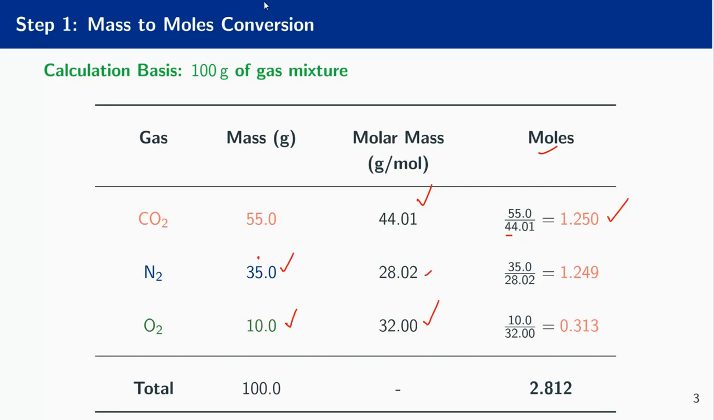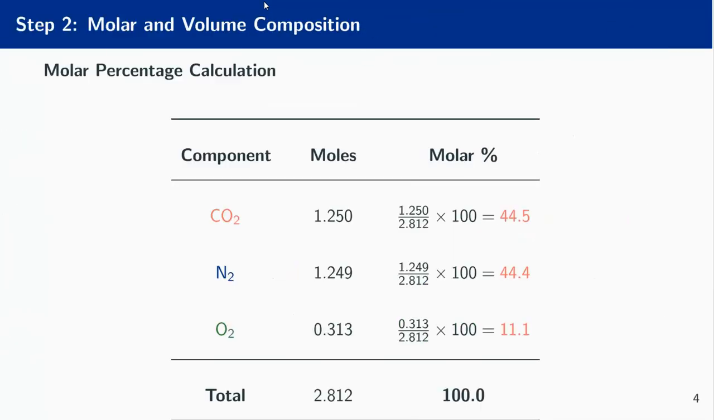So for oxygen, 10 grams divided by 32 gives us 0.313 moles. Now adding these up, 1.250 plus 1.249 plus 0.313 equals 2.812 total moles. So this total is crucial for our next step calculation. Total moles is 2.812. Now next, molar and volume composition.